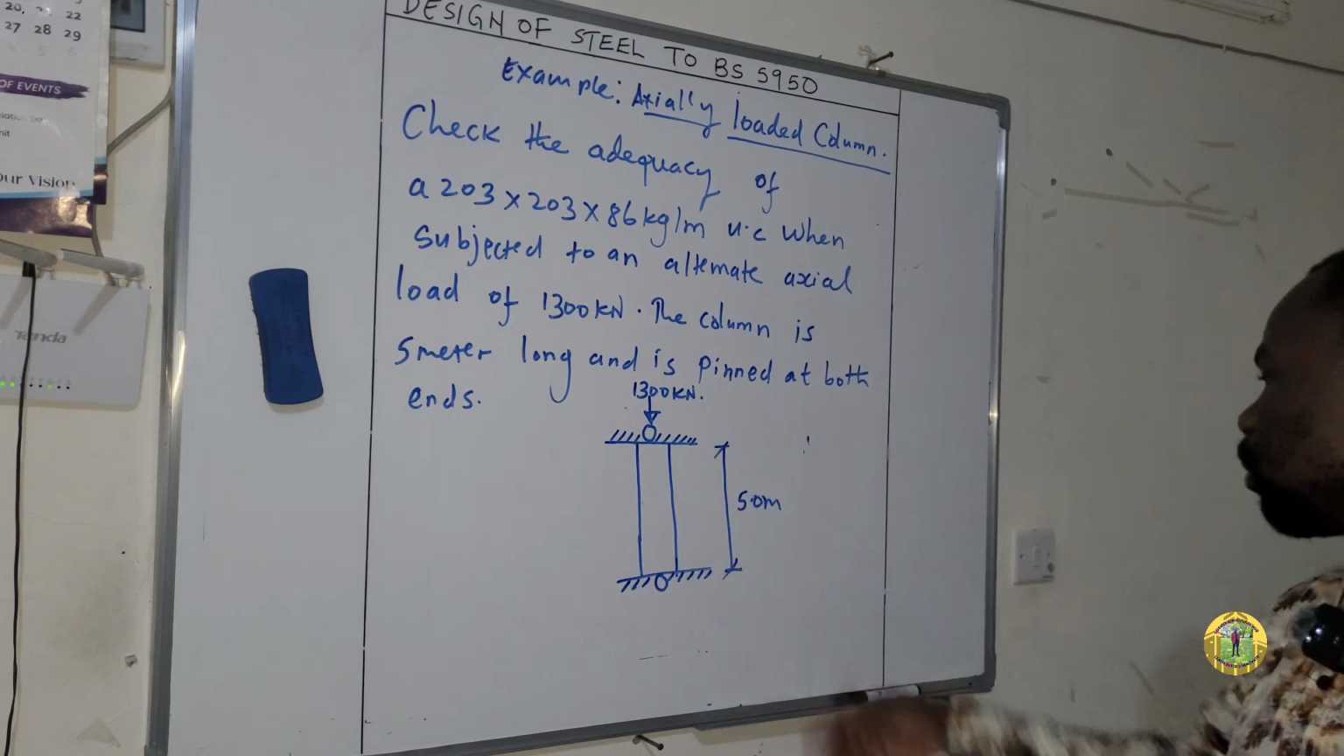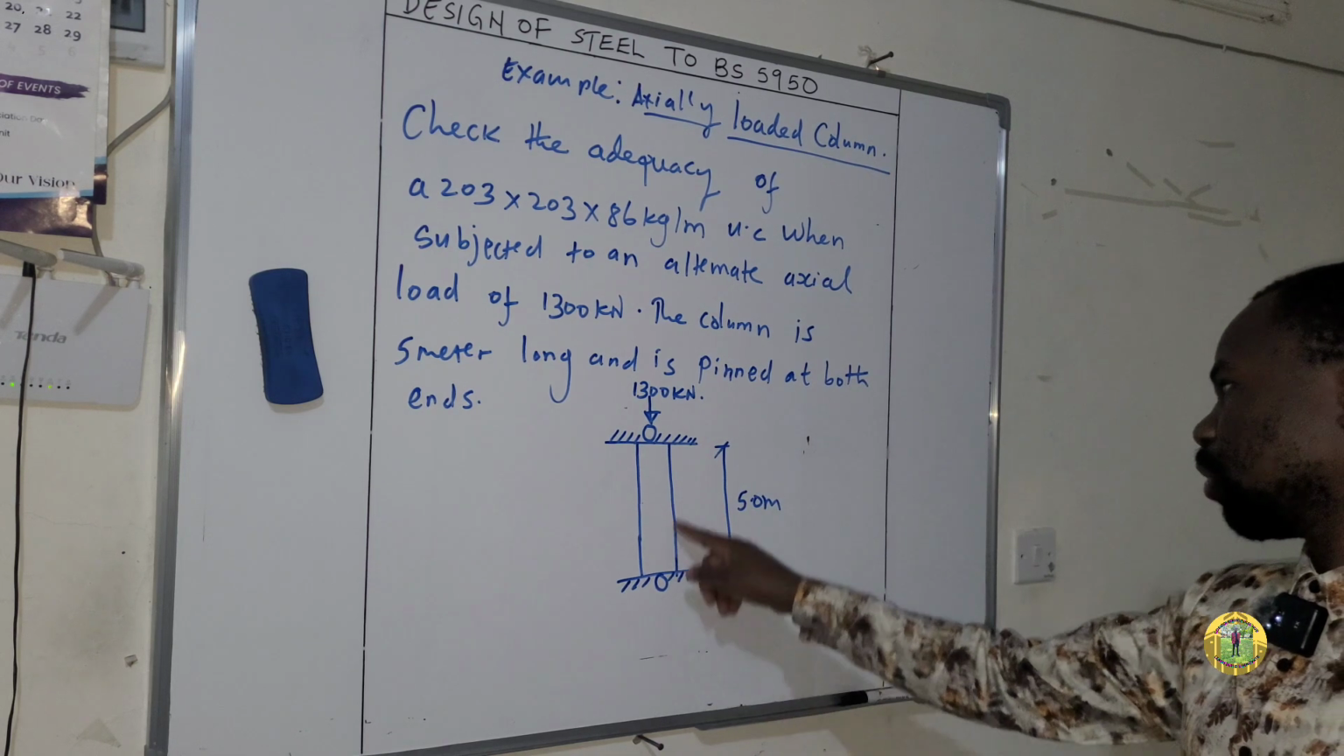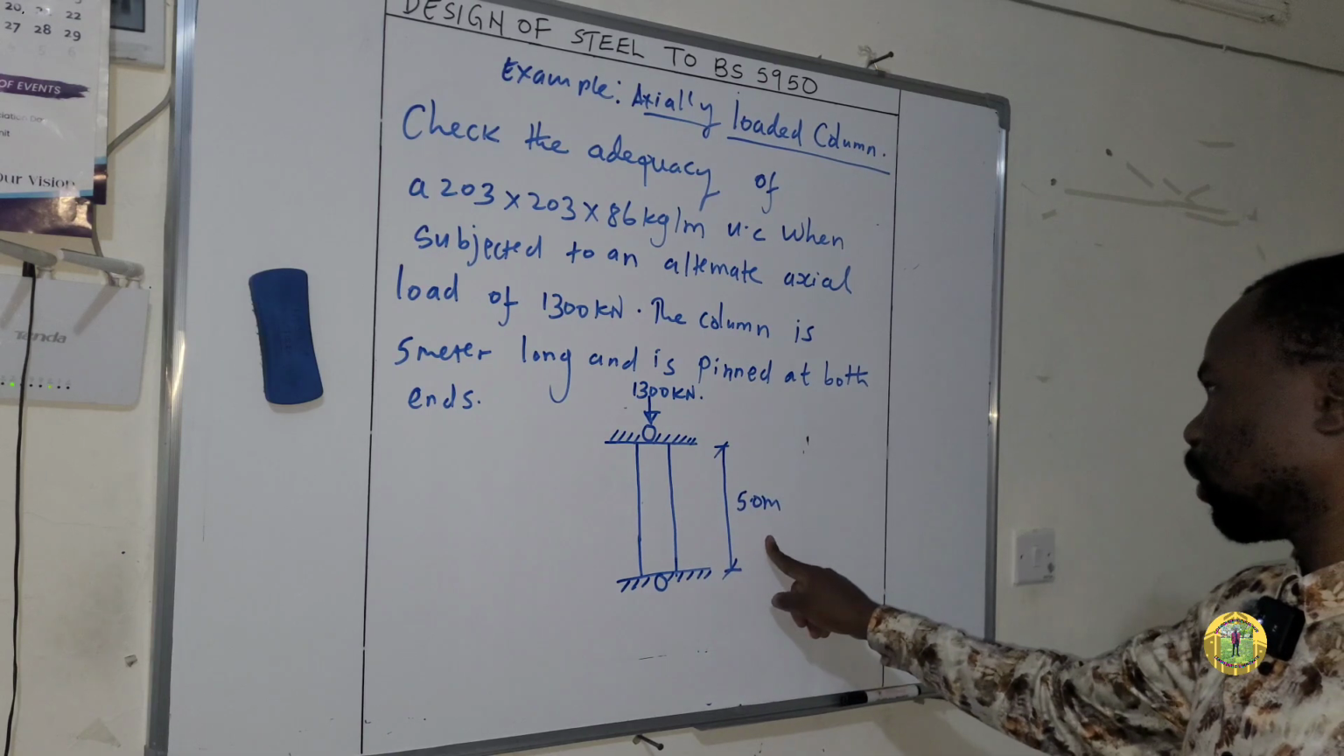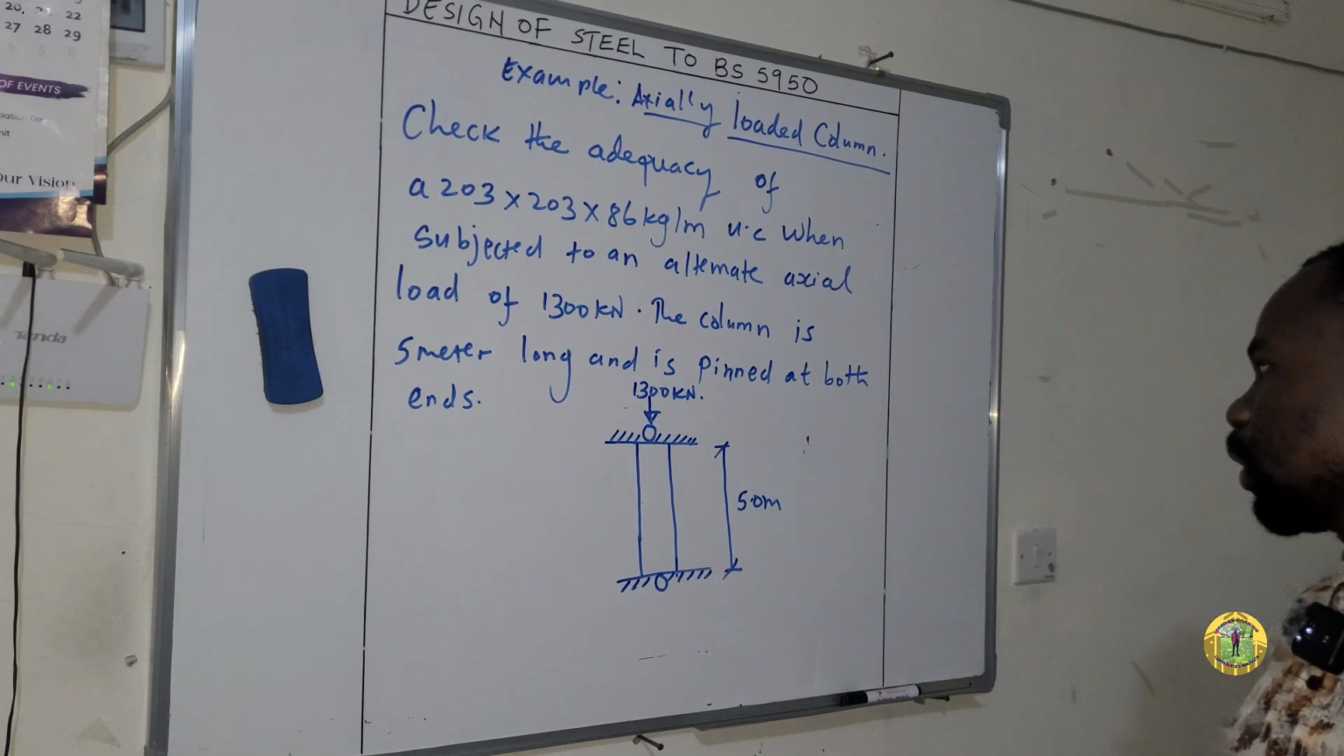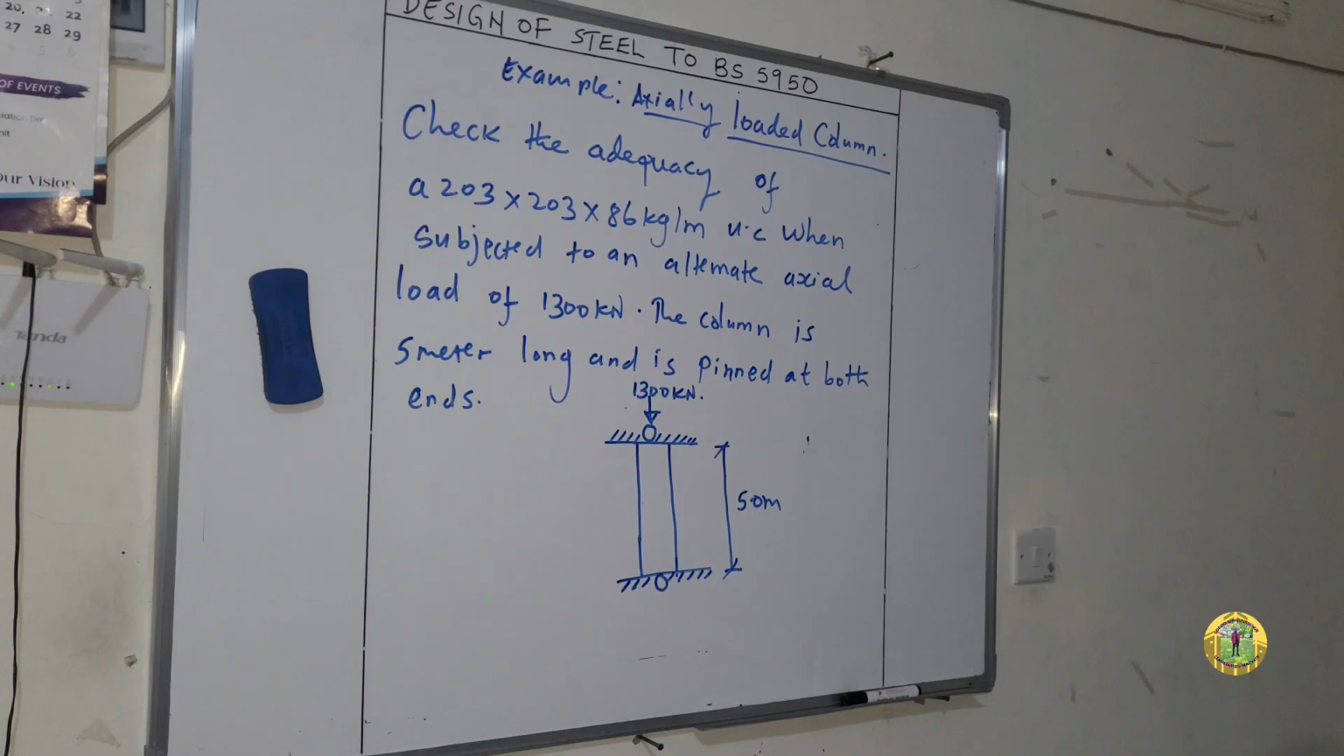So this is the column. As you can see, it's pinned at both ends and it is 5 meters long and it is subjected to an axial load of 130 kilonewton. So let's see how you can tackle such a question.